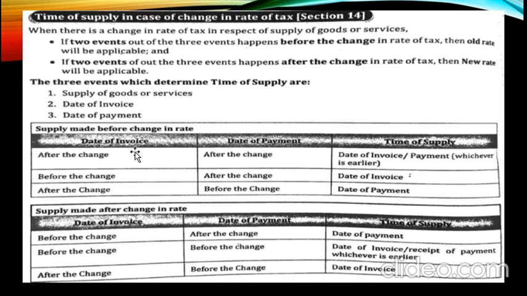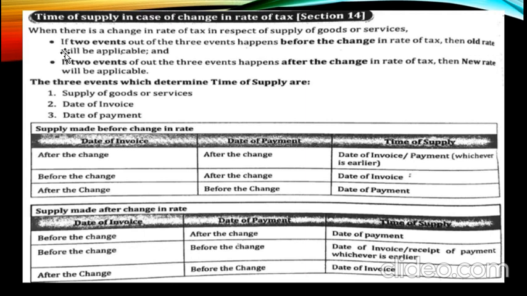So the date of invoice was after change and date of payment was after the change. Then what will be the time of supply, they have asked. So when was supply made? Supply was made before the rate was changed, and you should look into the other two events. So the majority wins here. Now one event is before. Now you should look here. Date of invoice is after the change, date of payment is after the change. So these dates are after the change in the rate.